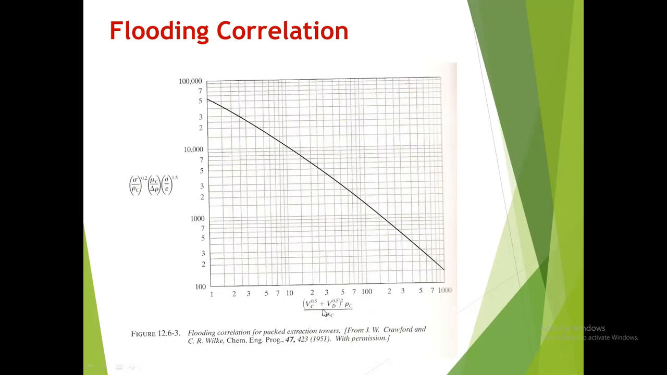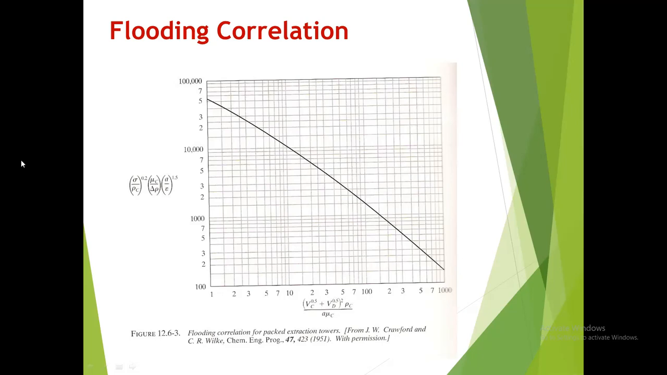From the abscissa, you'll be able to solve for the very important flow rates, the volumetric flow rates of the continuous and dispersed phases. Take note, at flooding. So once you have the flooded values, you decrease them by half. And that should be the basis of determining the diameter of your extraction tower.